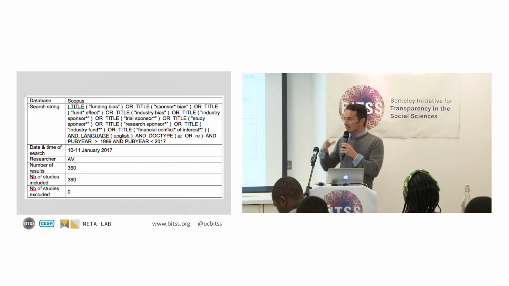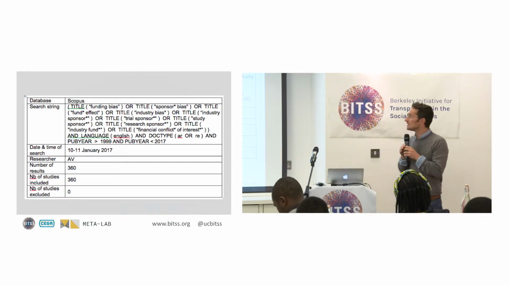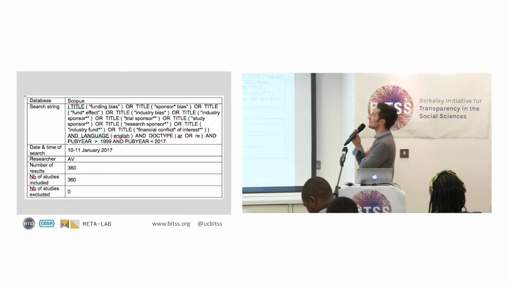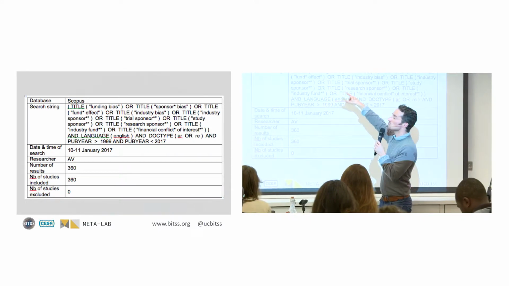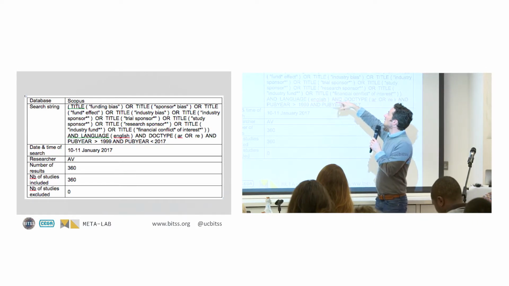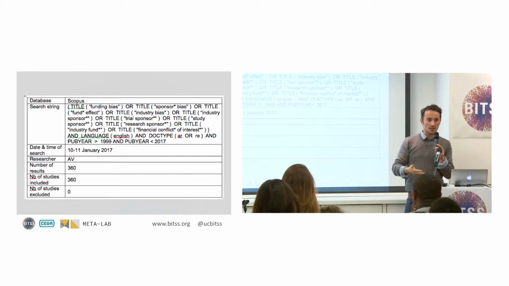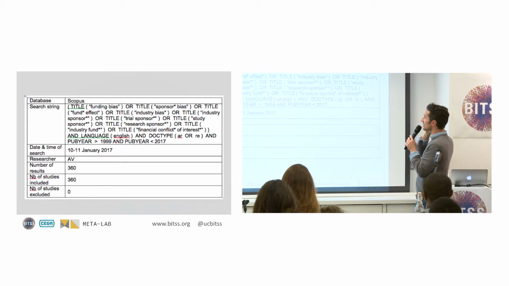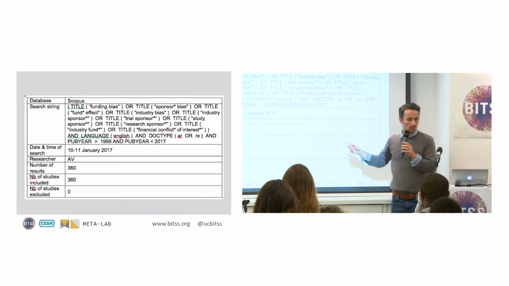So importantly, you need to keep a record of everything you do. So this is an example of a search string. This is for the Scopus database. This is what a search string looks like, but I'm pretty sure you've seen one before. So title. This is a study that I'm doing at the moment on sponsorship bias in economics research. So I'm interested in these different concepts: funding bias, sponsorship bias, funding effects, and so on.